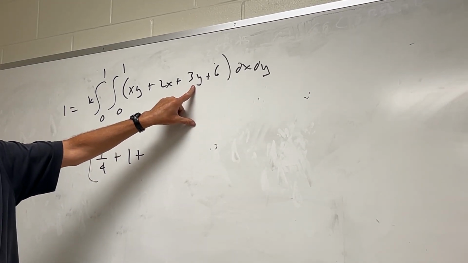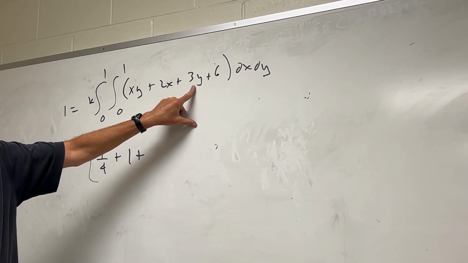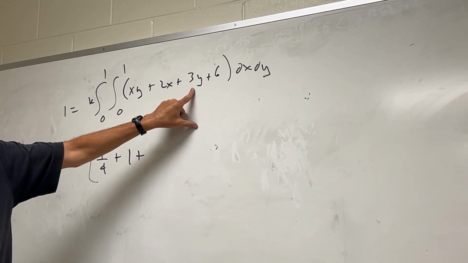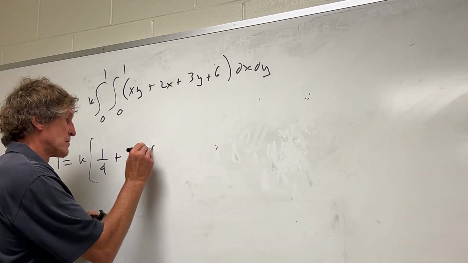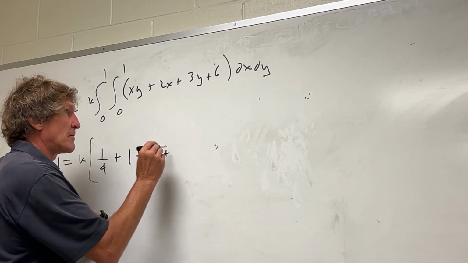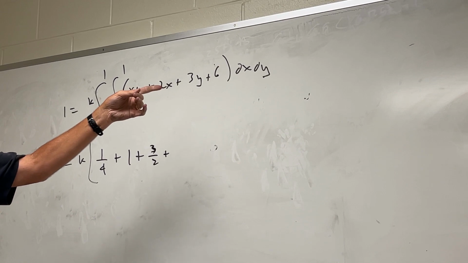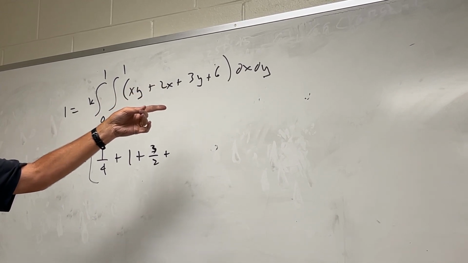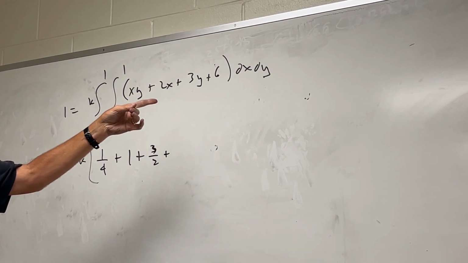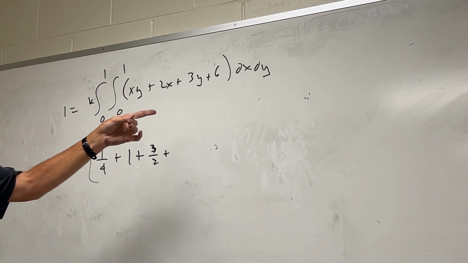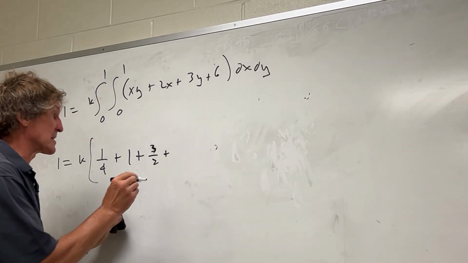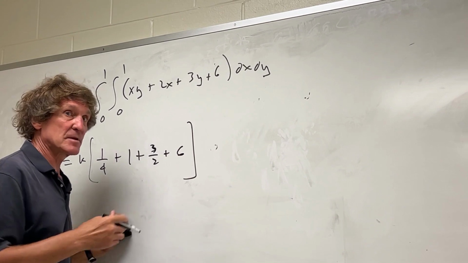3y integrated dx is 3yx, where x goes 0 to 1 is just 3y. Integrate that, right? And what do you get? You get 3y squared over 2, or 3/2, right? Do you all agree with that? Finally, the last one, 6 dx. Integrate dx from 0 to 1. You get x evaluated from 0 to 1 is 1. y dy integrated is just y from 0 to 1 is 1. So that's plus 6. You all agree with this?